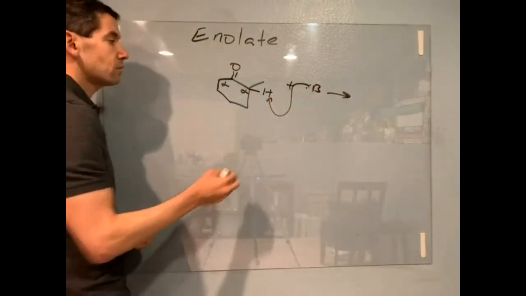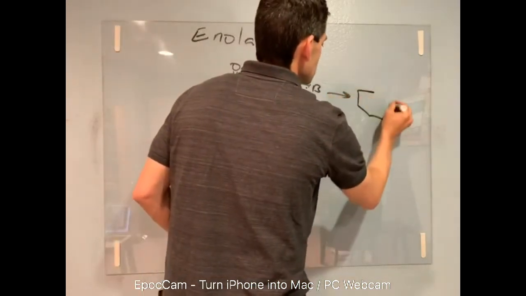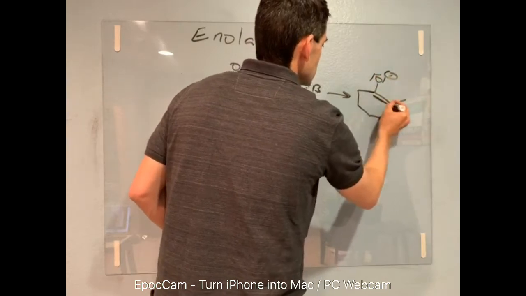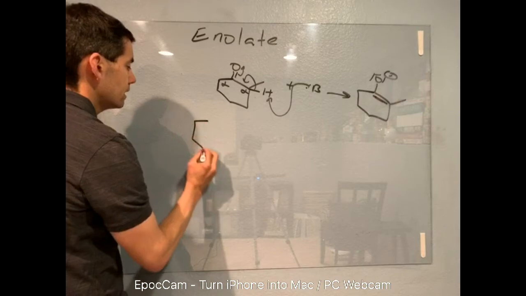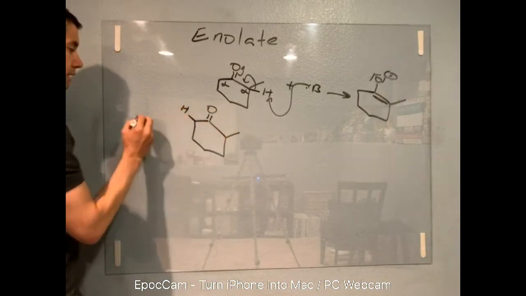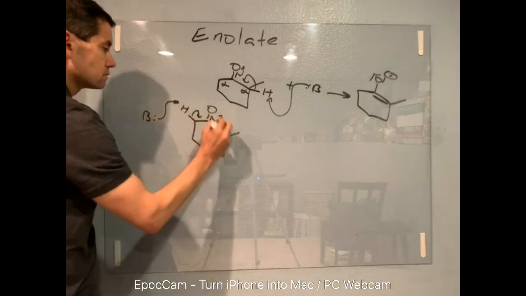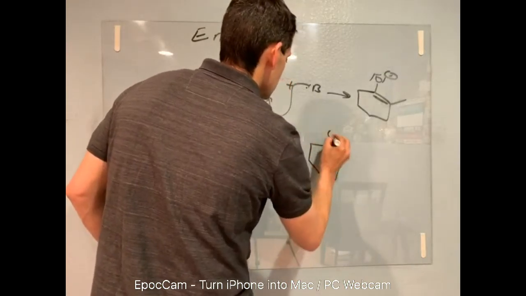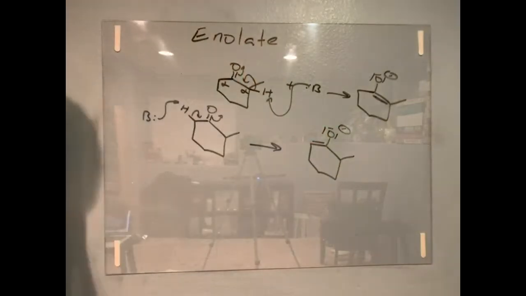So I can take my base, pull off this proton, and we can generate this enolate here. Or, I can take that same ketone and let's take that other alpha carbon over here. Let's use our base to generate our other enolate. So we have some questions we need to talk about now, right?